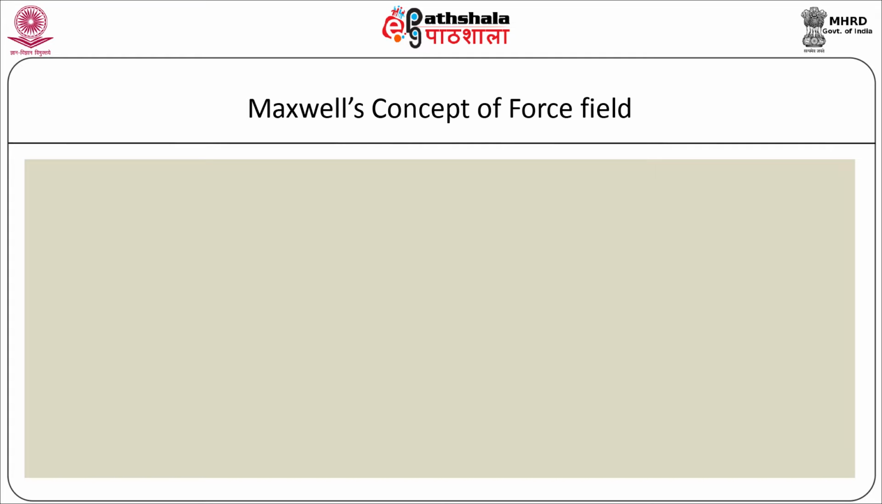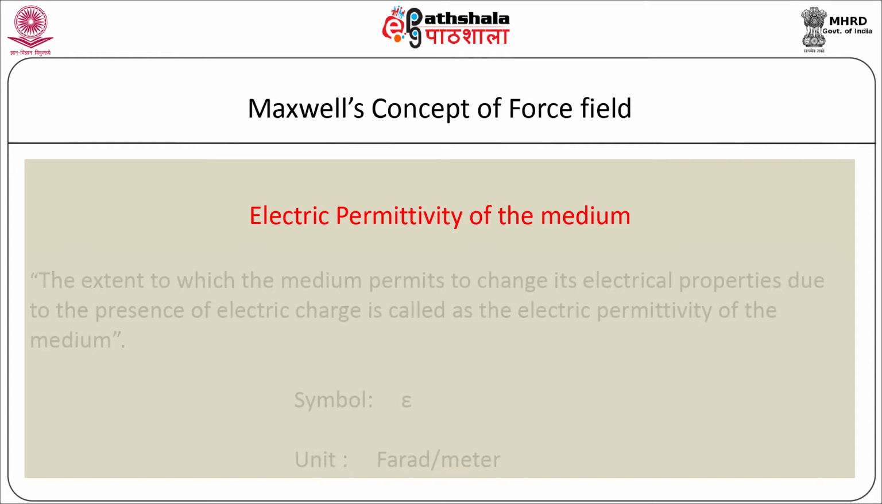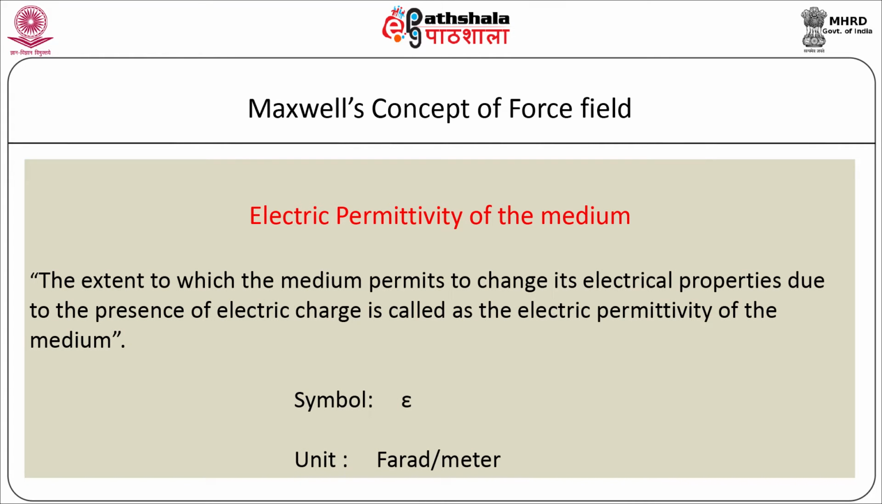How to measure this property of the medium? For this, we define a physical quantity called as electric permittivity of the medium. It is denoted by epsilon and may be defined as the extent to which the medium permits to change its electrical properties due to the presence of electric charge is called as electric permittivity of the medium.